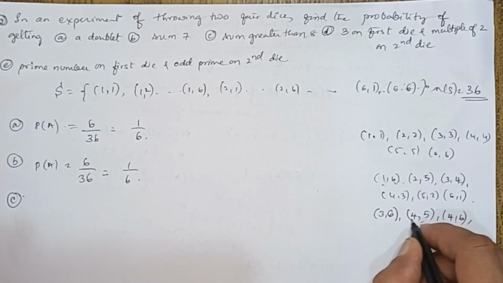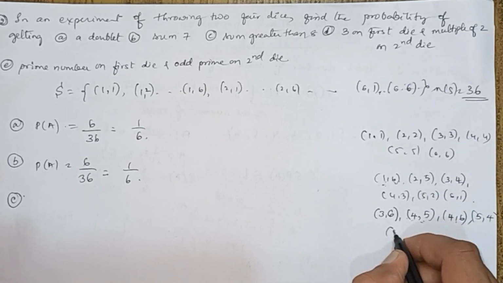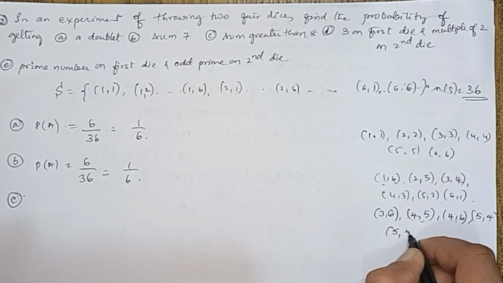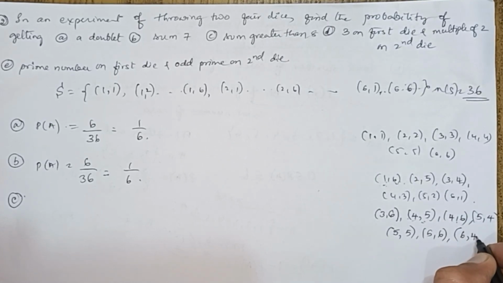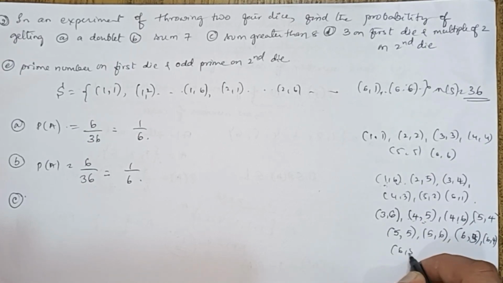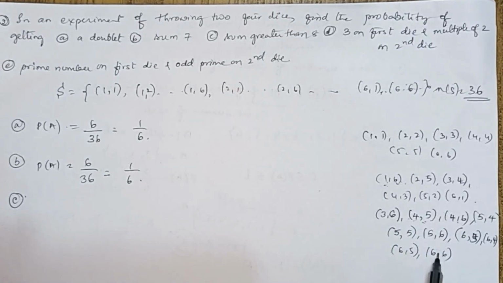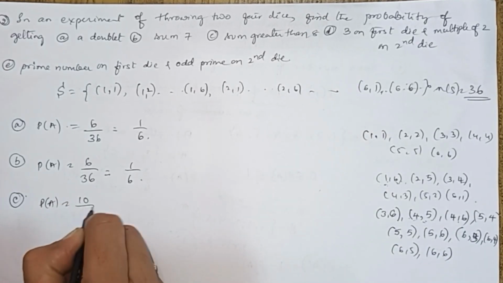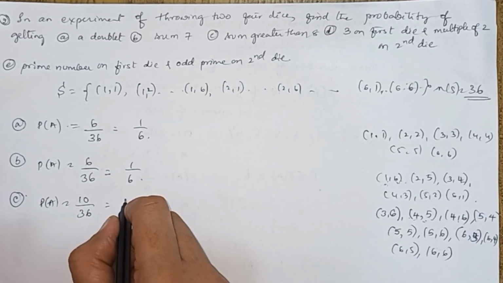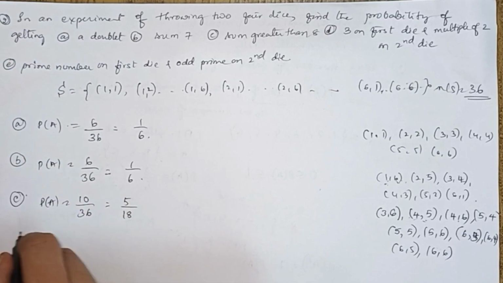Then with the 5, this reverse. 5 comma 4, then 5 comma 5, 5 comma 6. Then with the 6, 6 comma 3, 6 comma 4, and 6 comma 5, 6 comma 6. So total outcomes favorable to this event 1, 2, 3, 4, 5, 6, 7, 8, 9, 10. So P of A equal to 10 by 36, which is equal to 5 by 18.